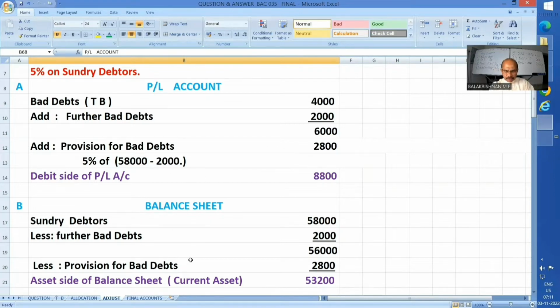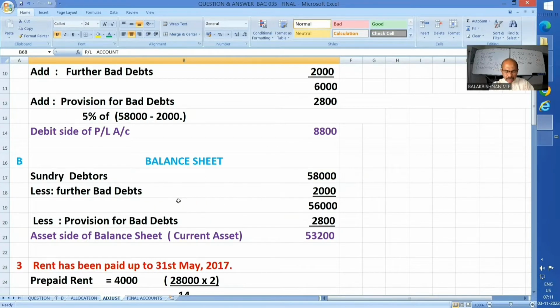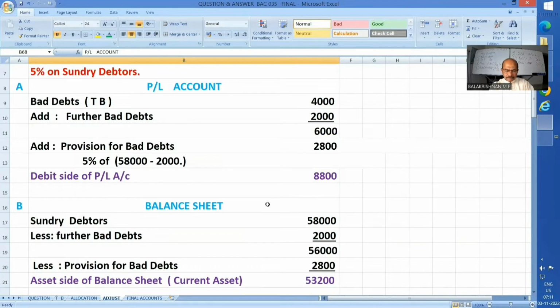add further bad debts 2,000, 6,000, add provision for bad debts. Why only 56,000? Because after writing off the further bad debts, we get the good, strong debtors. On them only will we provide. So that comes to 5% of 56,000, 2,800. And this 8,800 will be the amount we will be showing in the outer column of the profit and loss account. First addition will be bad debts, followed by the provision for bad debts.